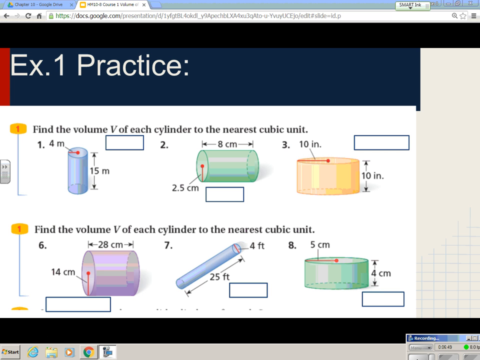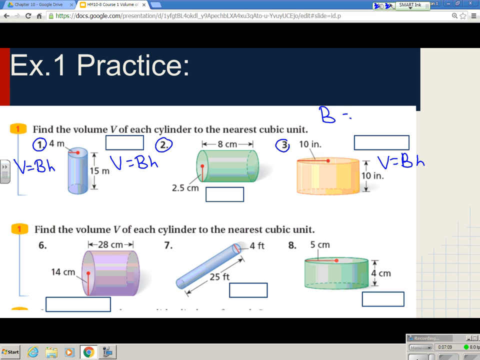All right, I just want you to do 1, 2, and 3. Okay. Remember, the formula has to be written down for each of these. Volume equals base times height. Volume equals base times height. And volume equals base times height. But remember that the base is going to equal the area for a circle, which is pi times radius squared. So always do the pi times radius squared, then the height. Come back when you got this done.